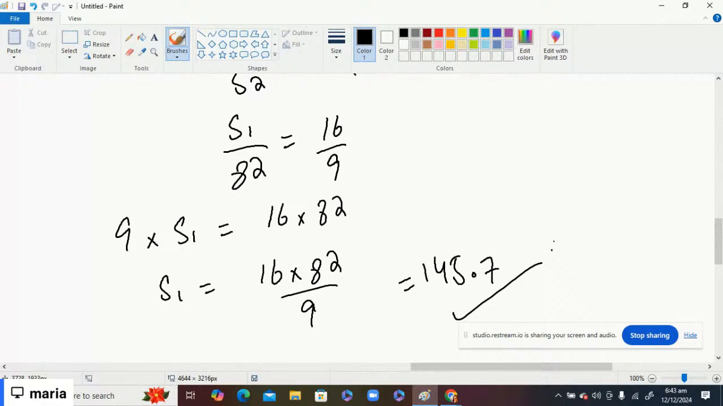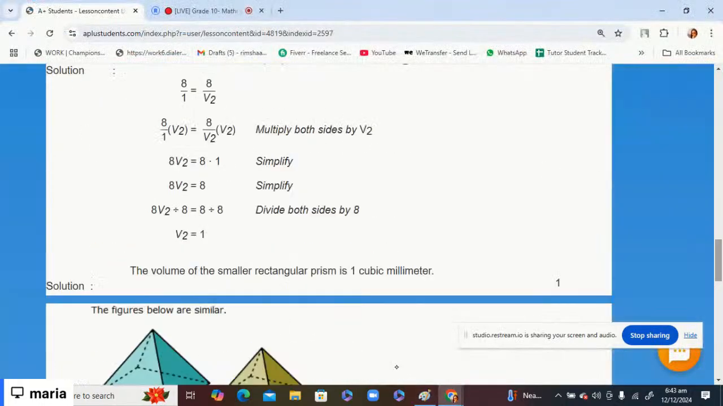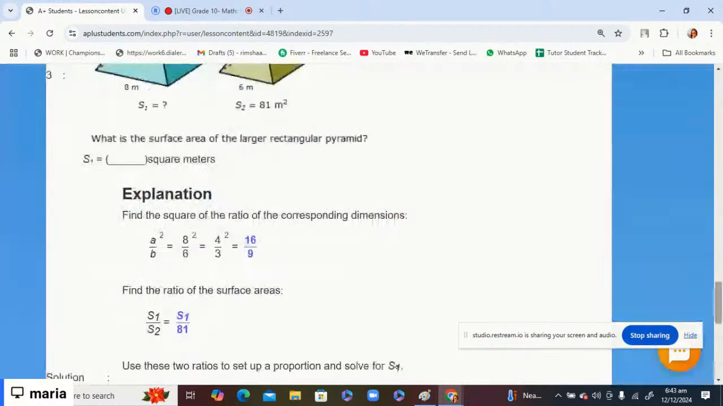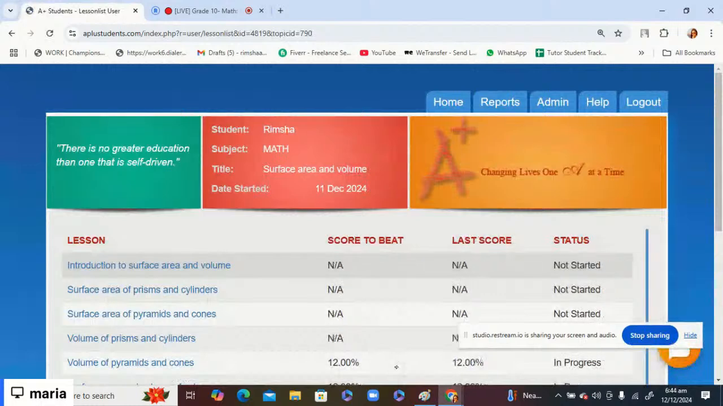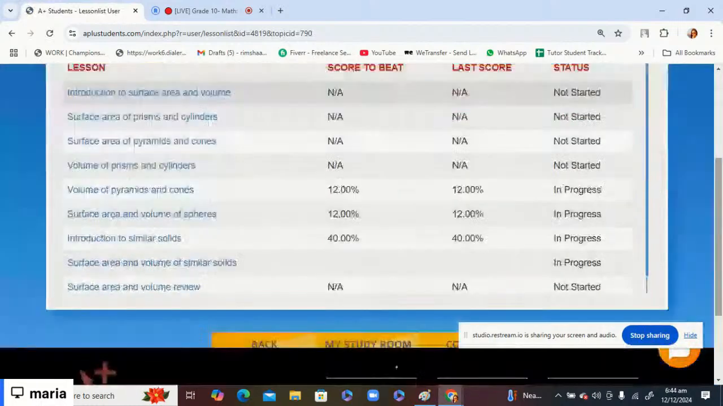Okay. Now today we discussed grade 10 maths, and the chapter we discussed is surface area and volume. These are the lessons: volume of pyramids and cone, surface area and volume of sphere, introduction to the similar solids, and surface area and volume of the similar solids.